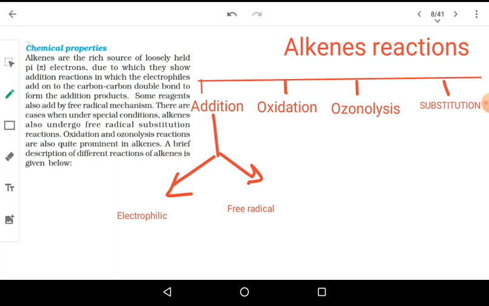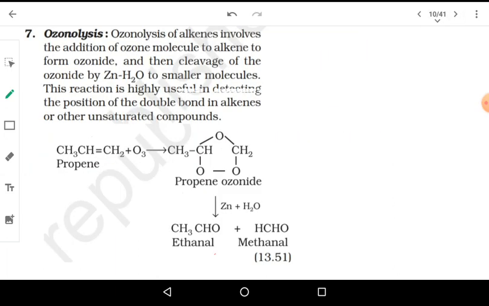So let us start with the most important reaction, that is ozonolysis. Now what is ozonolysis? Ozonolysis is a process of addition of ozone molecule. So we are adding ozone molecule, that is O3, into an alkene. This will result in the formation of an ozonide.